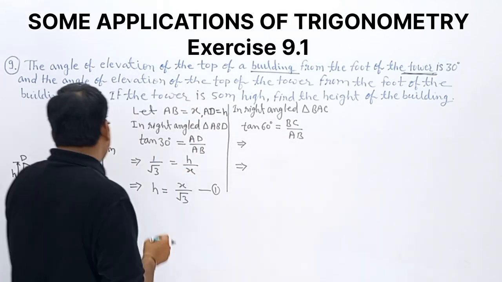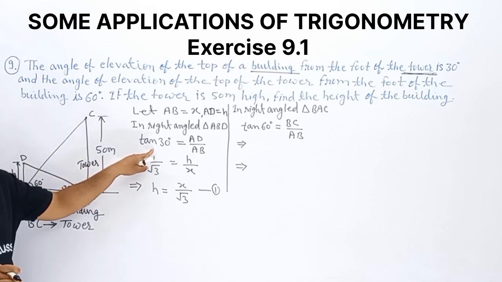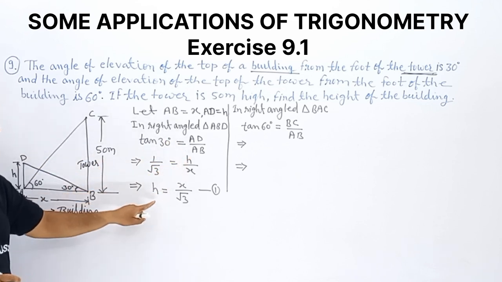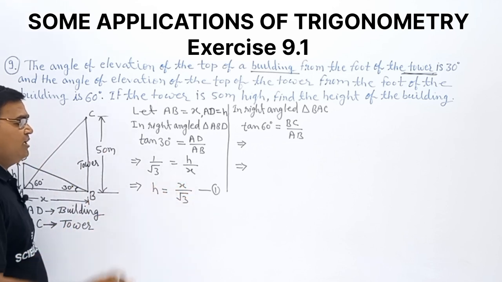Observe what we are doing. Simple. First we are considering this right triangle, in which we have perpendicular and base, so we will use tangent theta, and using this we get one relation, h equal to x upon square root of 3.